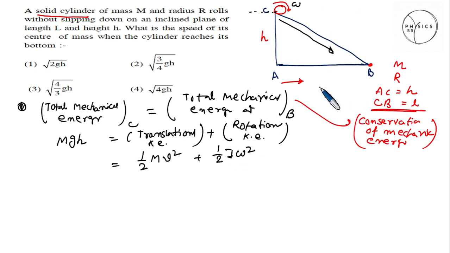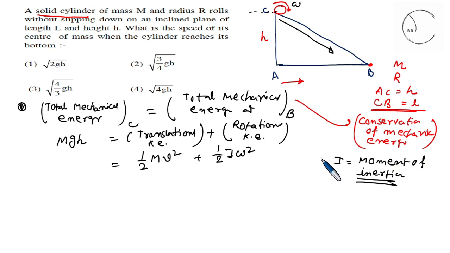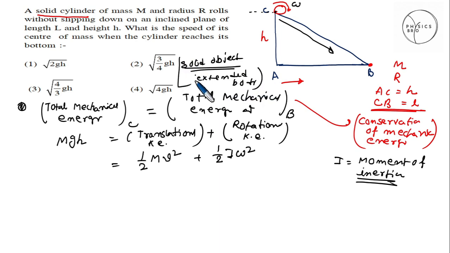And what is I? I is the moment of inertia. Remember, when a solid object rolls, there must be some I. Solid object means an extended body, not a point one, and not only a solid cylinder but maybe a hollow cylinder too. If it is an extended body, then you have to take I, the moment of inertia. If it is not, then you can omit I.